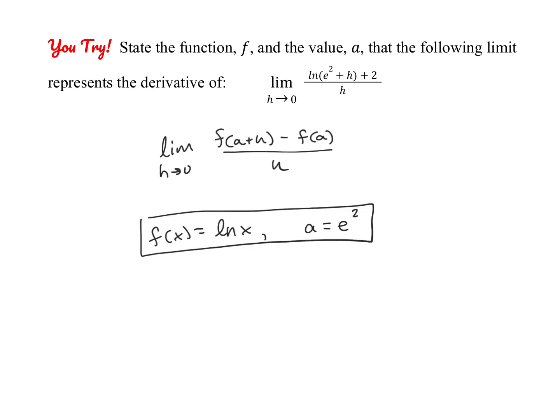All right, go ahead and check your work here. So you can see here, this represents the function, and you can see what we plugged into it, where it says a plus h is e squared plus h. So we know that the function must be natural log of x, and that a value must be e squared. And for this, if you do f of e squared, it does simplify to 2. The natural log of e squared is just 2.